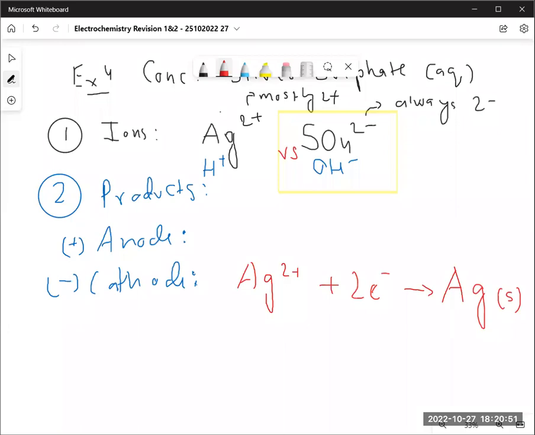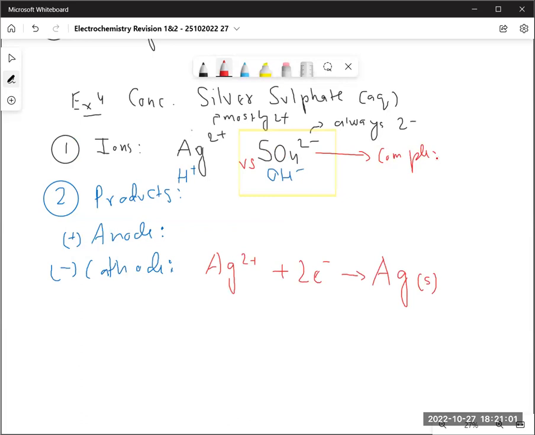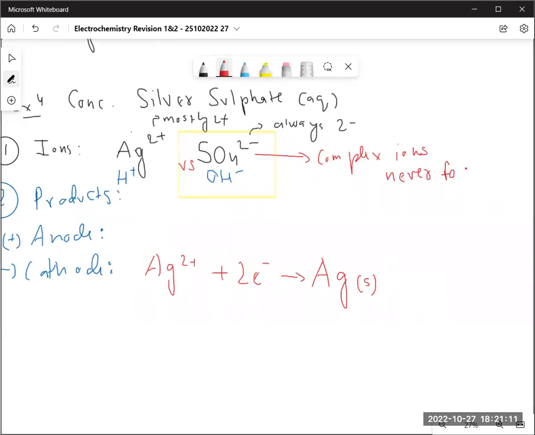What happens? Complex ions never form. Niranjana, say it after me. Complex ions never form. So the answer remaining is that this one is not going to form. Then this must be the one. Niranjana, give me the equation for OH minus. What does it form?